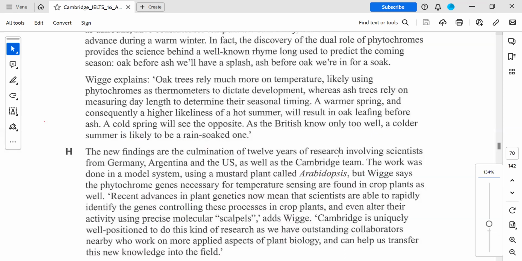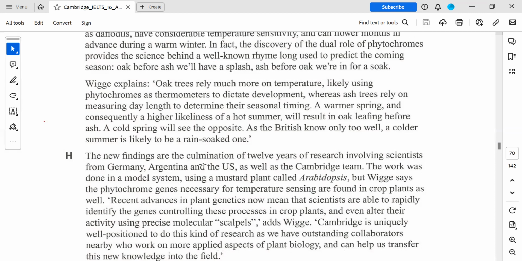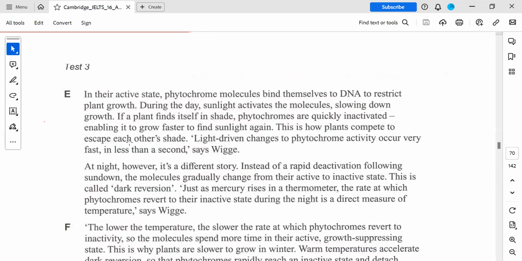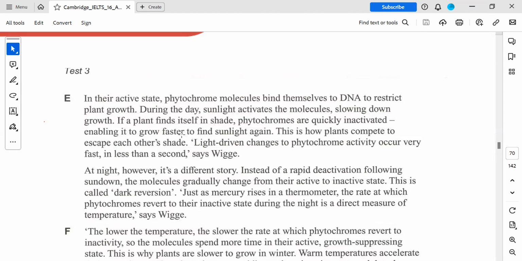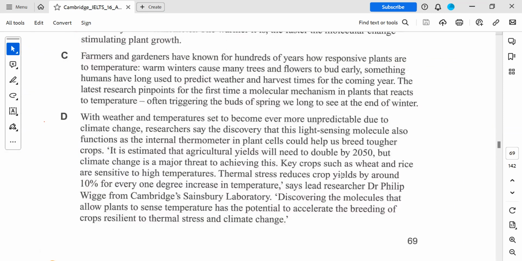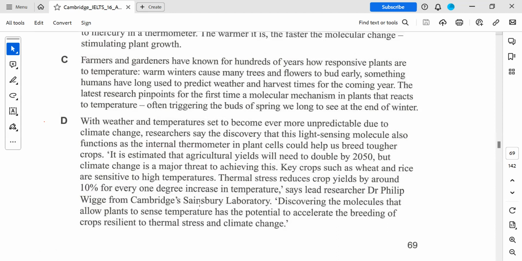I think 12 years of research involving scientists from Germany, and so on. Work was done. So these are the people, or maybe they're somewhere else. These are the only people like this. Lower the temperature, slower. This is all that process only. This is all process. Key crops such as wheat and rice are sensitive, so we can do something. Discovering. So Philip, this is only one guy. Is there any list?